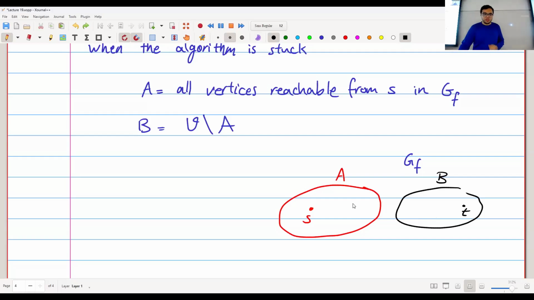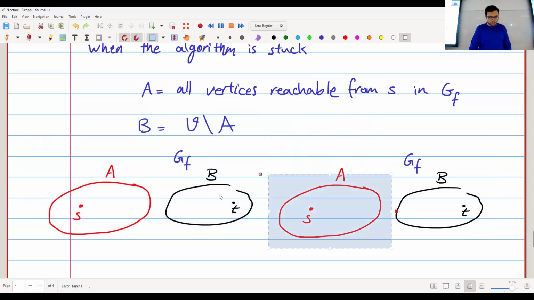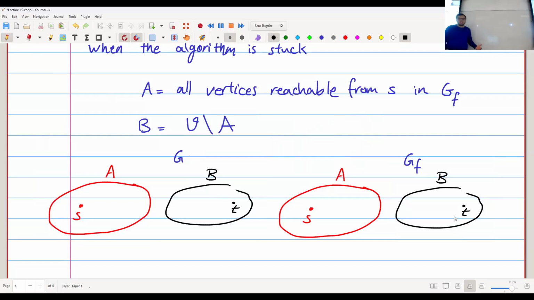But what does this tell you about my original graph? So remember, my original graph G has the same set of vertices. So let's say this is my original graph, and this is my residual graph. My original graph has the same set of vertices as my residual graph, but it has different edges. Okay, so I might have an edge from A to B. I might have an edge from U to V here, and it has a capacity of UV, right? But this edge doesn't exist in my residual graph. What does that tell you?